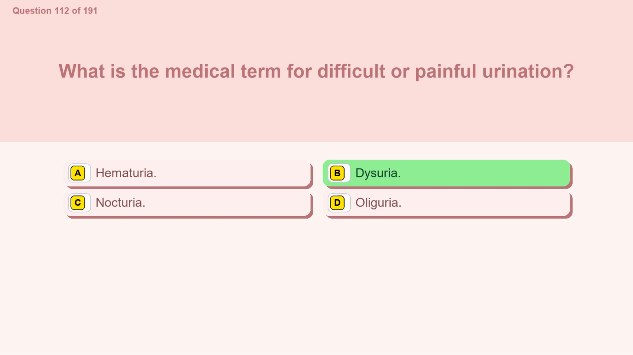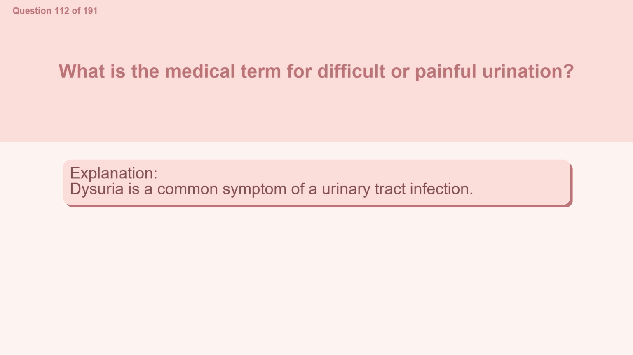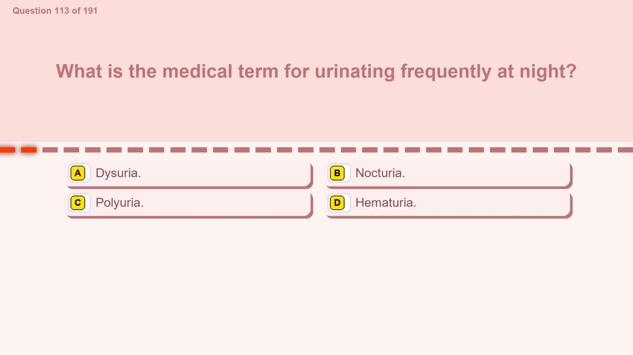The correct answer is option B, dysuria. Dysuria is a common symptom of a urinary tract infection. Question 113. What is the medical term for urinating frequently at night? Option A, dysuria. Option B, nocturia. Option C, polyuria. Option D, hematuria.